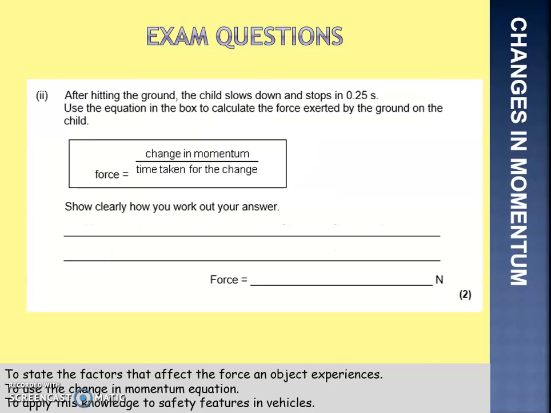After hitting the ground, the child slows down and stops in 0.25 seconds. So get the change in momentum that you've just had. You've got the momentum going from what it was to 0. Work out the answer. Off you go. The force experienced would be 840 newtons.